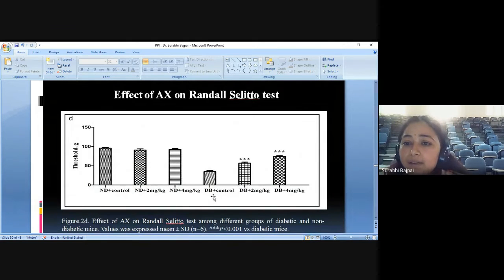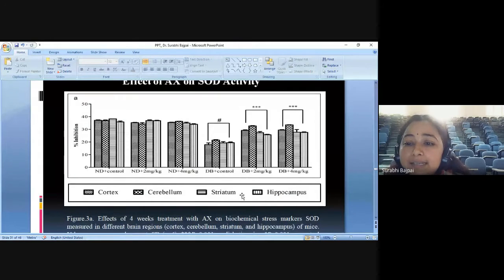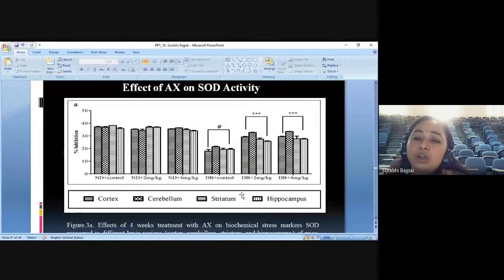Then the Randall Selitto test. Again, the same kind of results were found, and we have seen a significant increase in sensation brought about in the astaxanthin-treated diabetic mice. When astaxanthin is administered, the antioxidant activity has also increased.